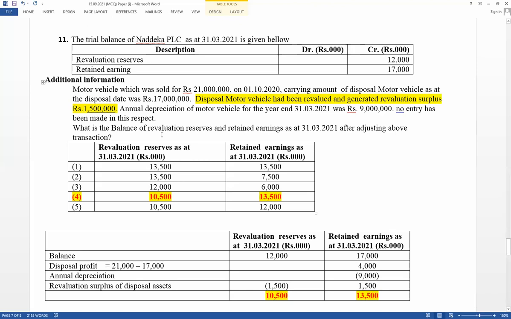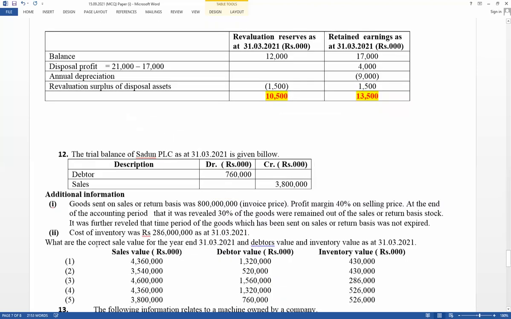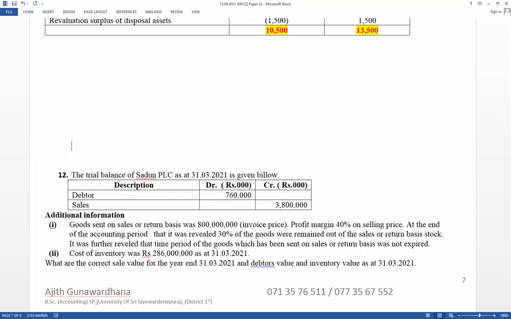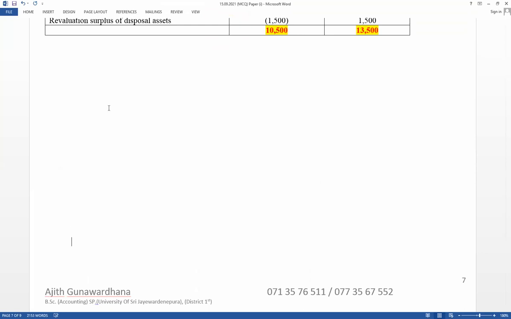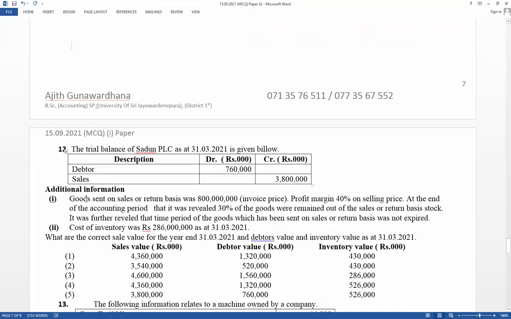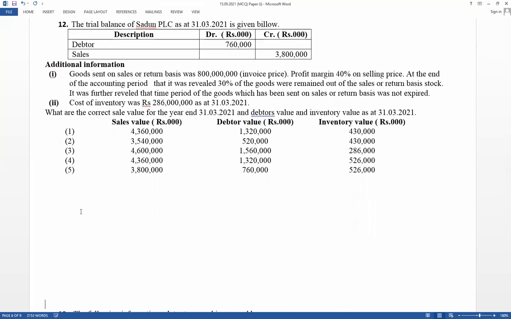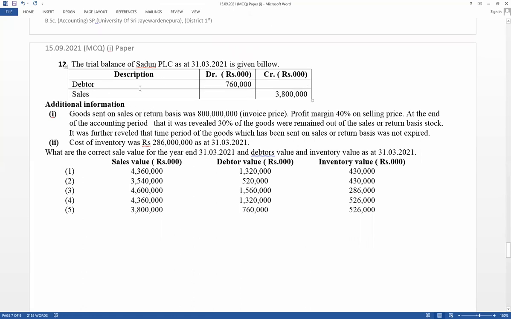Right, questions 11 and 12 are also relevant to goods sent on sales or return basis, as in the past. Now try to understand that. If it has not been recorded, think about the correct sales value as well as the correct debtor value they ask. Goods sent on sales or return basis. The trial balance has given the debtor value and sales value. Now it has given the invoice price. Think, now it has given a profit margin.